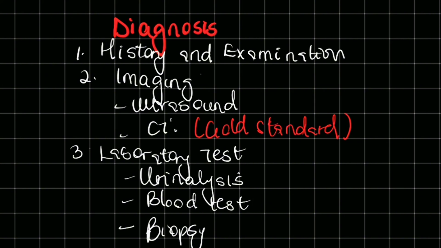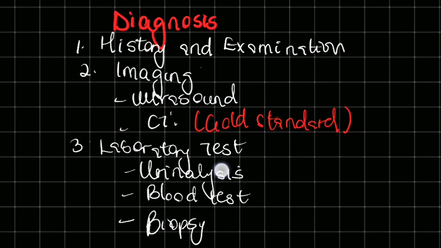A third step is to do laboratory tests. Remember, this is a kidney tumor, so we have to do laboratory tests. First test is going to be urinalysis. How do you assess the kidney without testing the urine? So first of all, you're going to check for hematuria via urinalysis. Then you're also going to do a blood test where you're going to check for elevated creatinine, anemia or polycythemia. Then you're also going to do a biopsy for uncertain cases.